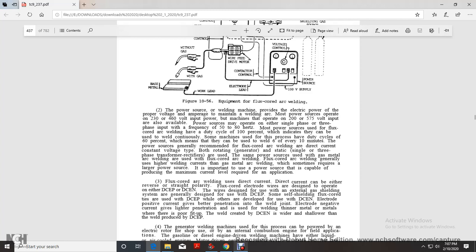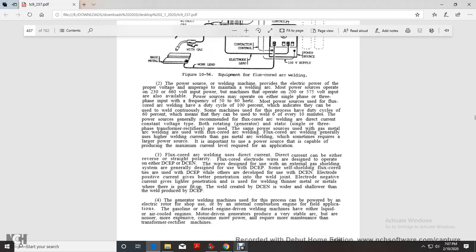Flux core arc welding uses direct current, which can be either reverse or straight polarity. Flux core electrode wires are designed to operate with direct current electrode positive or direct current electrode negative. Wires designed with an external gas shielding system are generally designed for direct current electrode positive. Some self shielding flux core wires are used with direct current electrode positive, while others are developed for use with direct current electrode negative. Electrode positive gives better penetration. Electrode negative gives lighter penetration. Direct current electrode negative is used for welding thinner metal, or metals where the joint fit up is poor, since the weld is flatter and shallower than with direct current electrode positive.